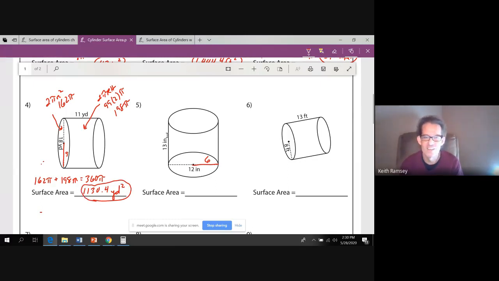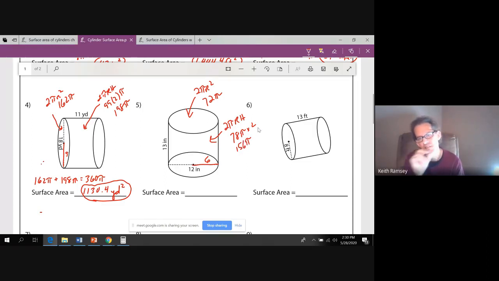Let's look at number 5. So my bases is 2 times pi r squared. My radius is 6. So 6 squared is 36 times 2 is 72 pi. My lateral surface is 2 times pi times the radius times the height. So if my radius is 6 times 13, that's going to equal 78 times pi times 2. So 78 times 2 is going to be 156 pi.